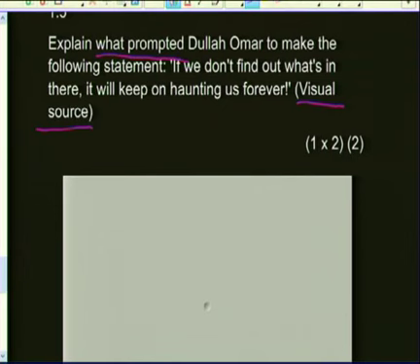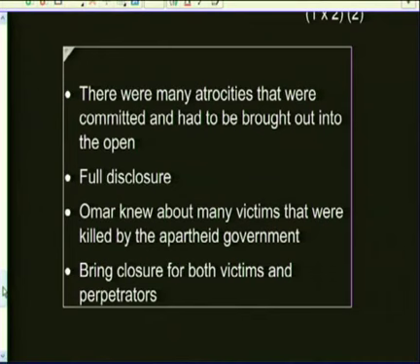So in this type of question, you're expected to use your own knowledge of the TRC and South Africa's past to understand why Dullah Omar said that. The possible answers there are, there were many atrocities that were committed and had to be brought out in the open. He obviously expected full disclosure. Omar knew about many victims that were killed by the apartheid government. So he had lived through apartheid. He knew that there were lots of people who were killed by the government, but people did not know about these things. That is why it was important for the TRC to uncover them.